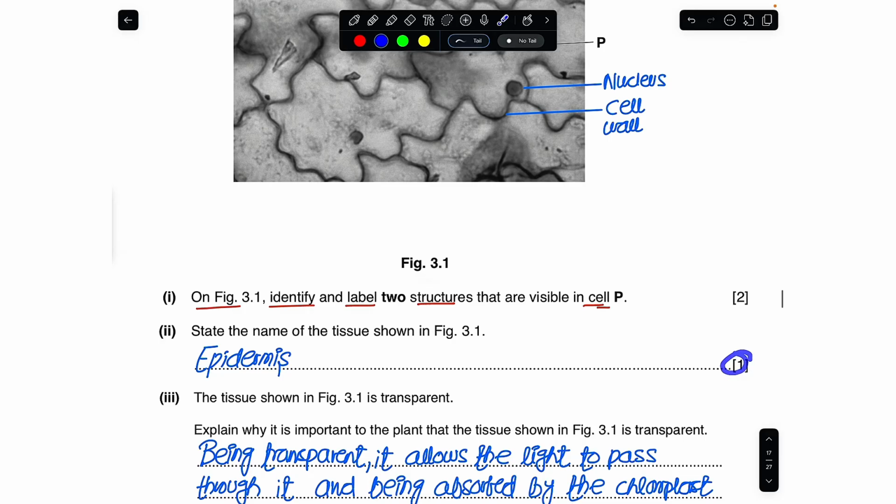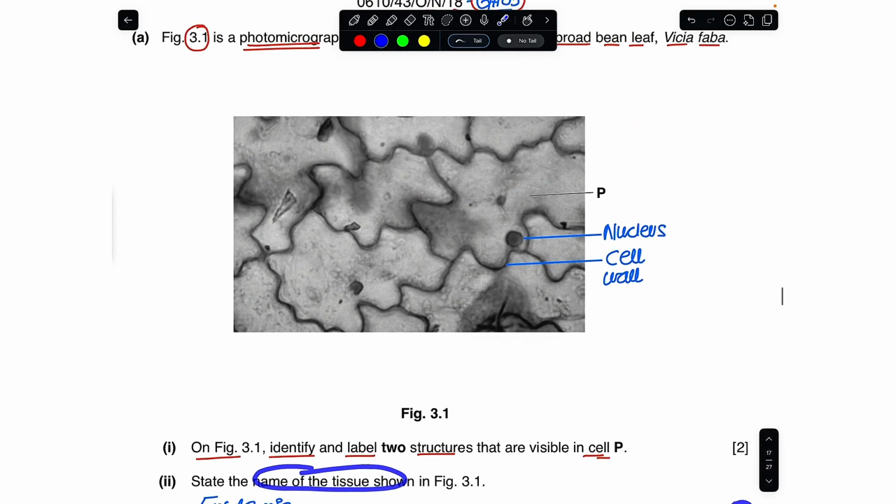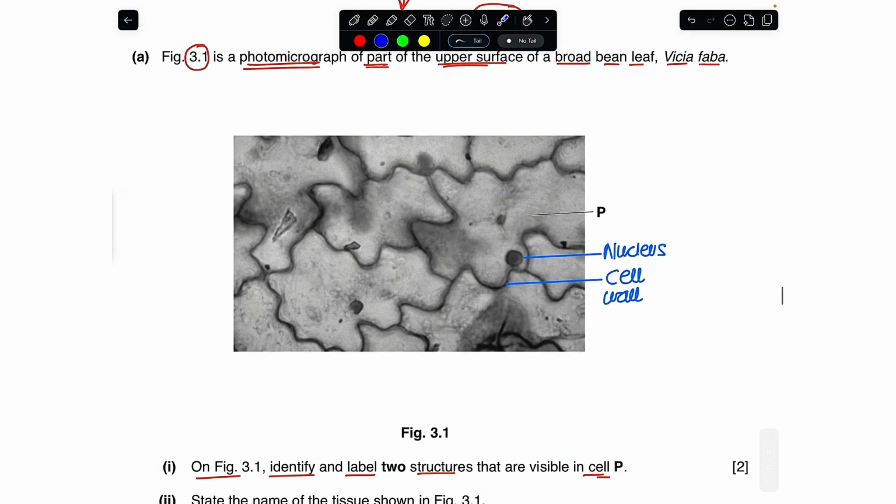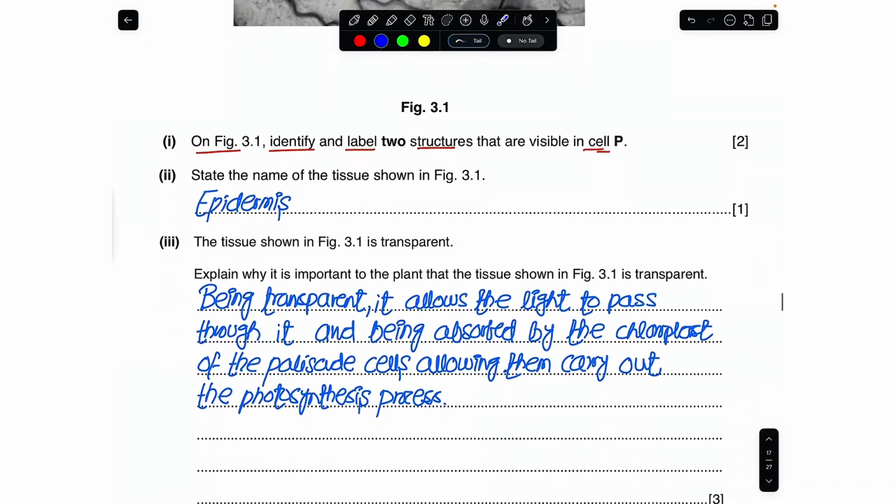For 1 mark, they ask us to state the name of the tissue shown. So you see, these are the epidermis. Why? Because of their shape. If they were the palisade, they would have looked long and cylindrical. If they were spongy, they would have looked roughly round in shape, with cells having chloroplasts in them. But what I see is their cell wall and the cytoplasm, and they have the nucleus, and we don't see any chloroplasts in them. So this is for sure the epidermis.